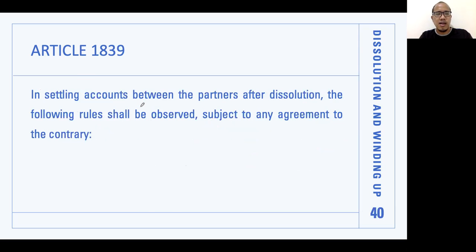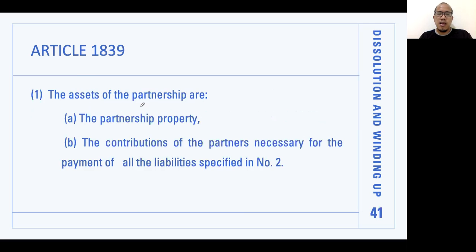Now we have here Article 1839. In settling the accounts between the partners after dissolution, the following rule shall be observed, subject to any agreement to the contrary. Paano daw ba i-asikasuhin yung mga accounts? Una, i-identify mo yung partnership assets. Identify mo daw muna sila. Una, alin-alin ang mag-form part ng partnership assets?